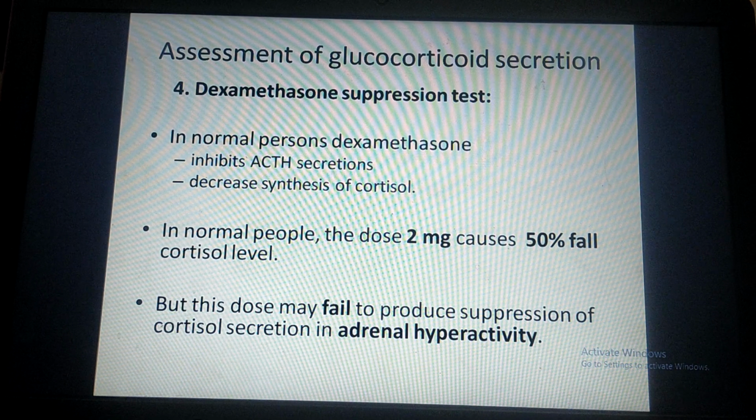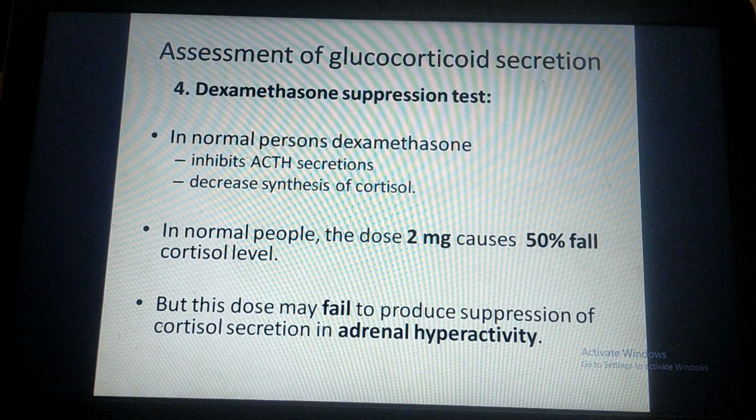In case of adrenal hyperactivity, this suppression of cortisol level on administration of dexamethasone is not seen, because dexamethasone acts by inhibiting the ACTH secretion. In case of adrenal hyperactivity, the adrenal gland is not responsive to ACTH secretion.